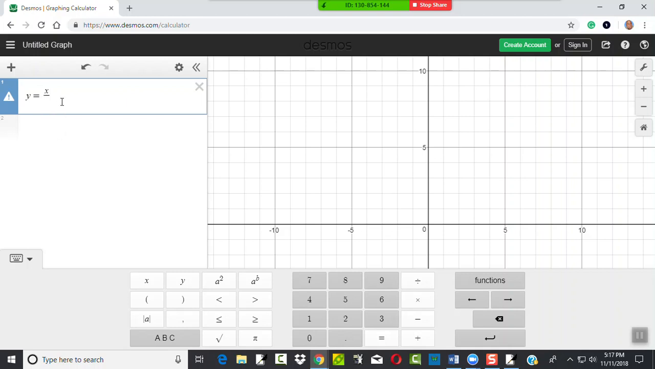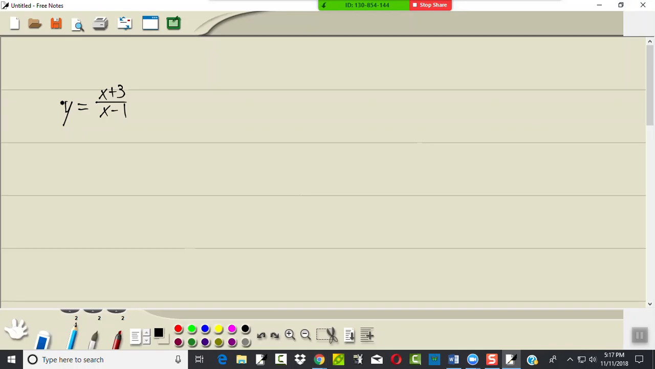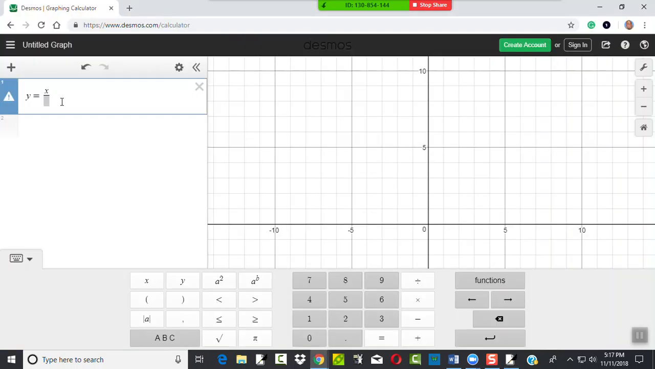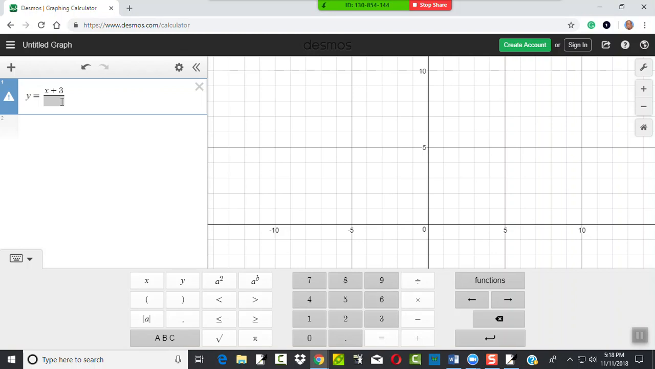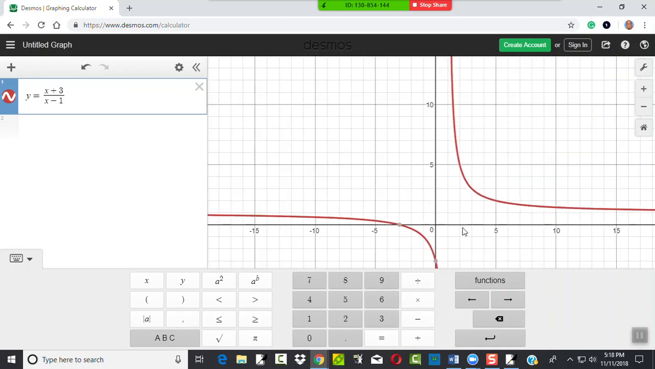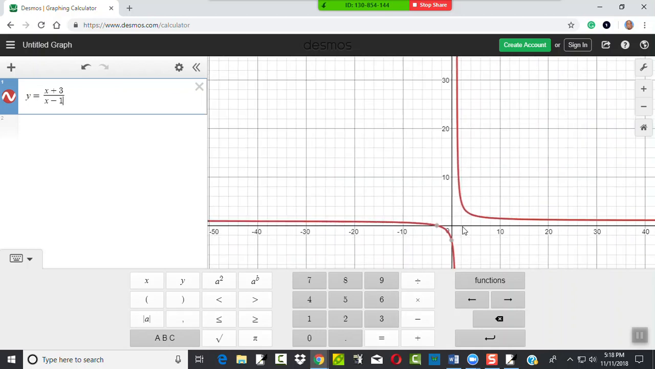Now I don't have everything on top, so I can do my right arrow key to go back up there. And I want plus 3. I had to do my left arrow key because it threw it out of the top. X minus 1. Again, I'll do my left arrow key and then down arrow key, x minus 1. And I can use my mouse wheel. And that's what the graph would look like.